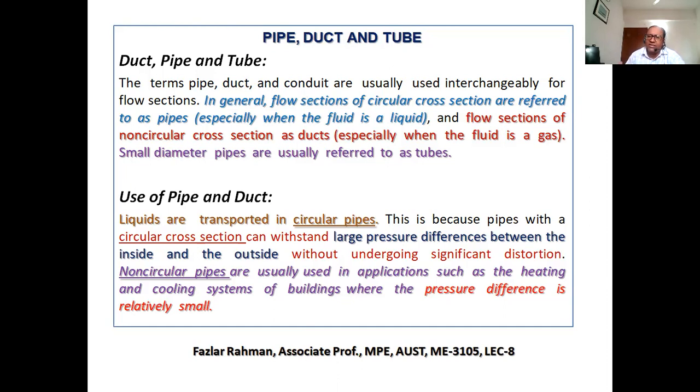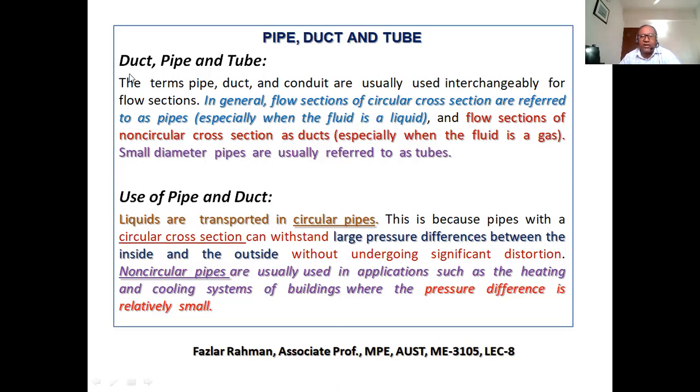Conduit means a channel which carries fluid. It's called conduit, used usually interchangeably for the flow section. They are mainly used for the flow section, and sometimes instead of pipe, you might call it tube if the diameter is very small. And for the same type of flow, if the diameter is very high, you can call it pipe.